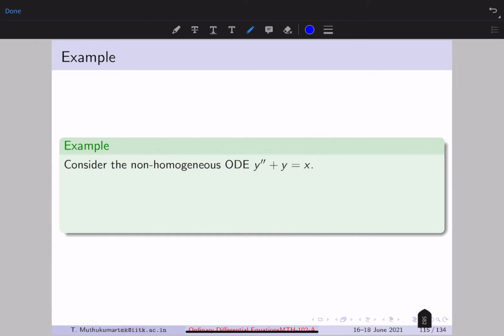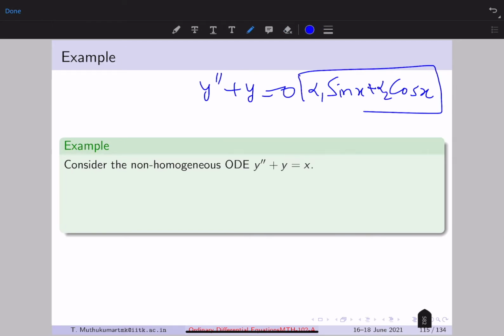Okay, let's look at examples. In the previous lectures we have solved this equation when it was homogeneous. If you recall, we had shown that this is a second order ODE, so sine and cos are the linearly independent solutions. So the general solution is the linear combination of sine and cos. We have seen this in the previous lecture. Now we have a non-homogeneous ODE, that is, there is an x here.